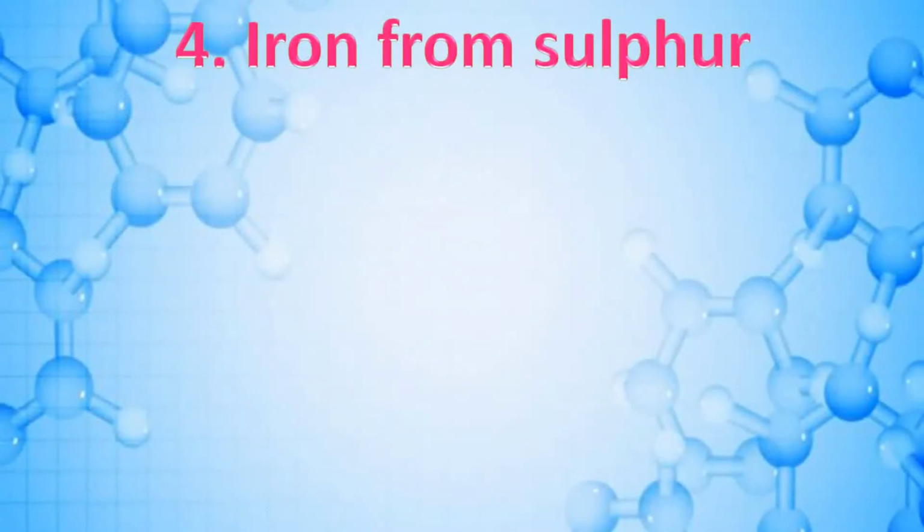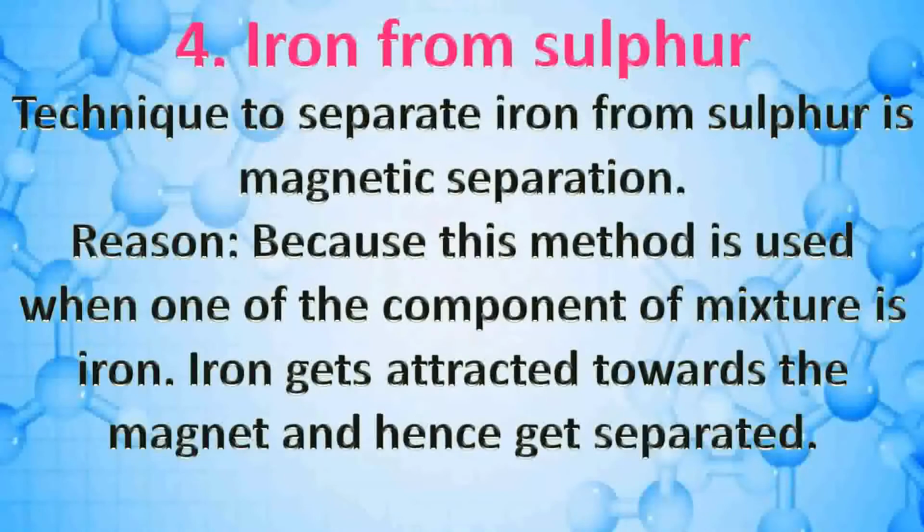Iron from sulphur. Technique to separate iron from sulphur is magnetic separation. Reason: because this method is used when one of the components of the mixture is iron. Iron gets attracted towards the magnet and hence gets separated. Next question.